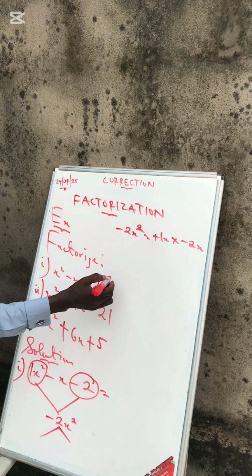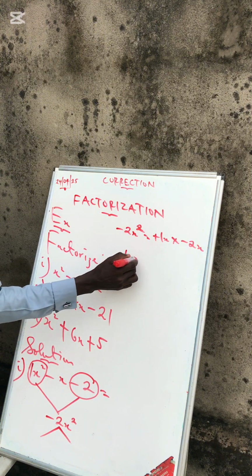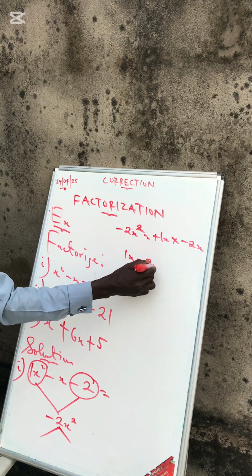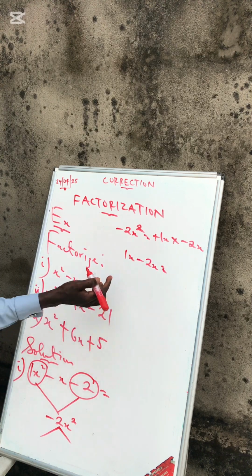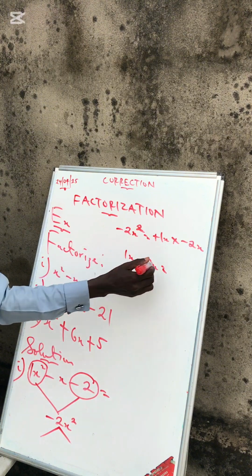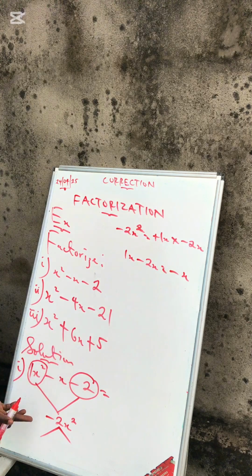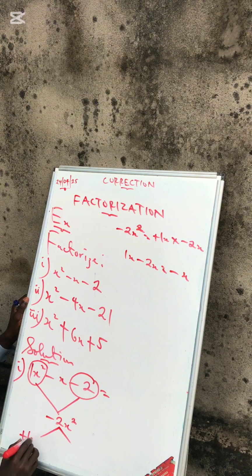When I multiply, I'll get minus 2x squared. When I add 1x plus minus 2x, that's 1x minus 2x. What would that give you? Can you subtract 2x from 1x? So the answer will be negative, and you say 2x minus 1x. So the answer is minus x. So that's it. Those are the factors. So the factors are plus 1x, I can just write it as plus x, and minus 2x.